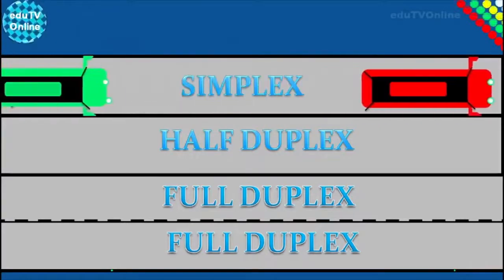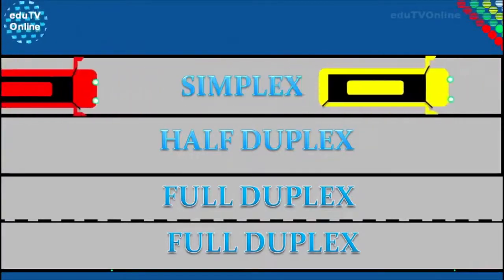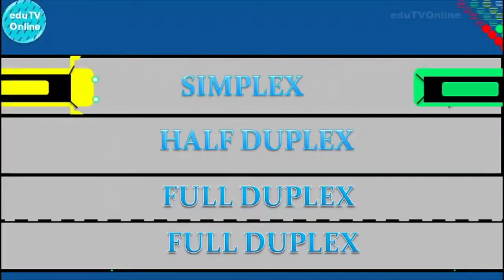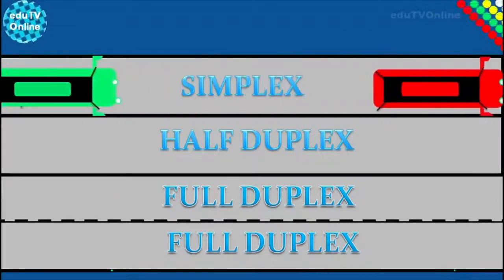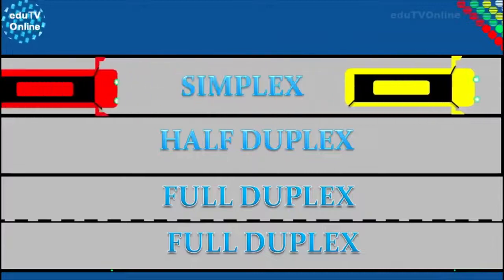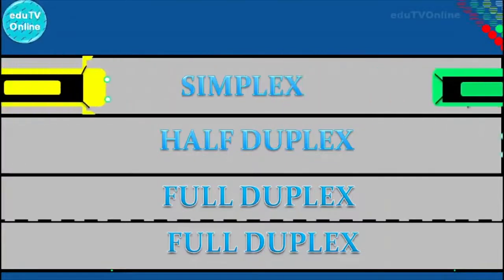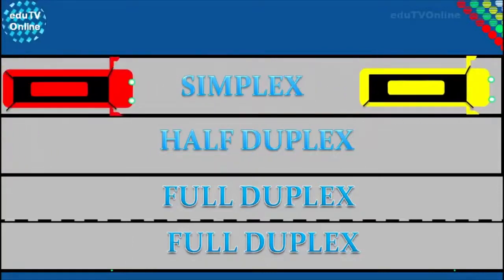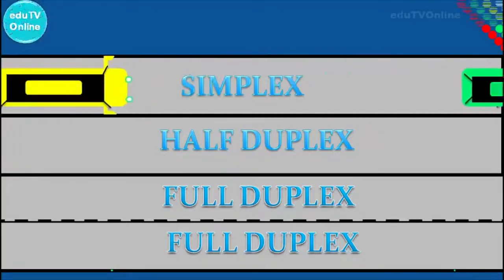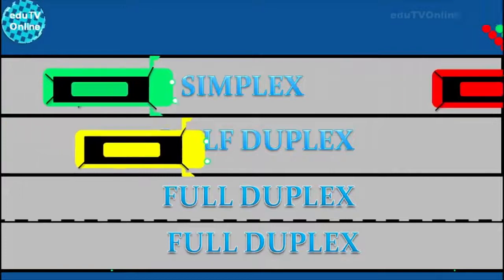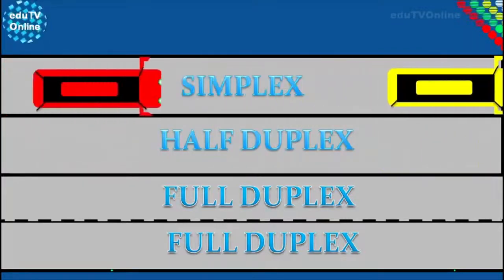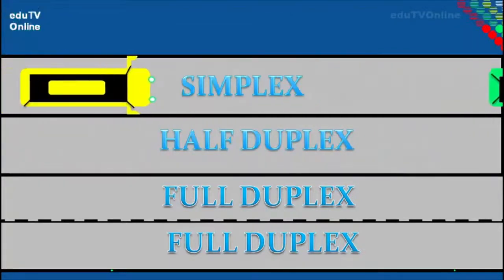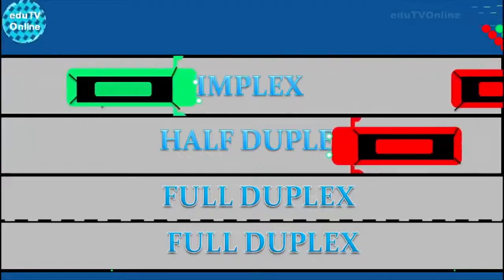As a comparison between simplex, half-duplex, and full duplex, you can use an analogy of cars on a highway. Cars that travel only in one direction can be considered simplex data transmission. In half-duplex, the cars would all have to share a single lane on the highway, and that lane only allows traffic in one direction at a time.